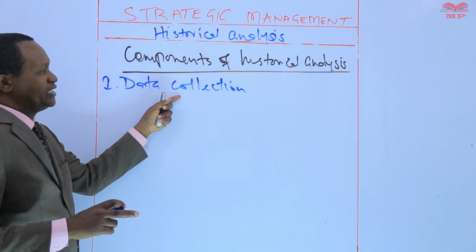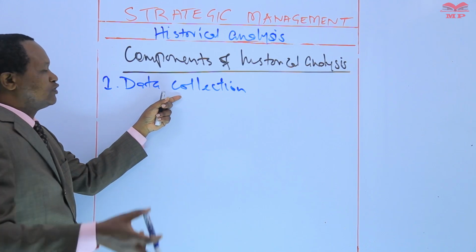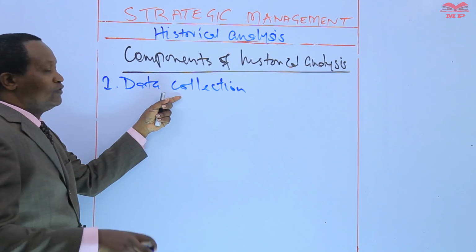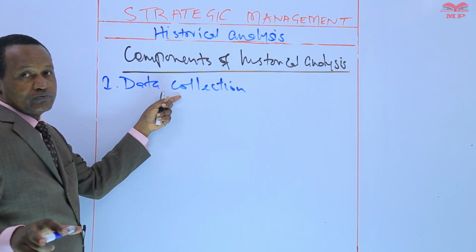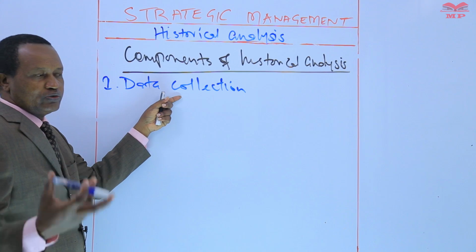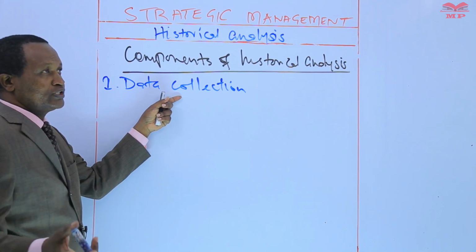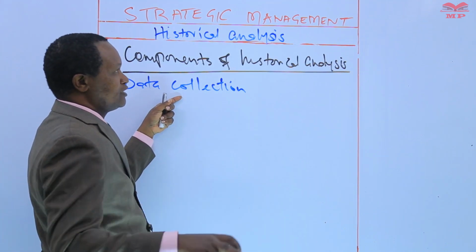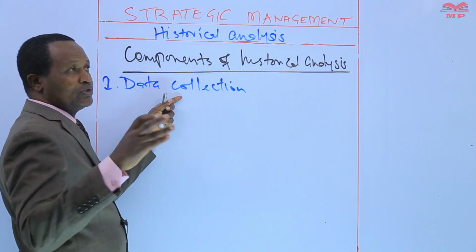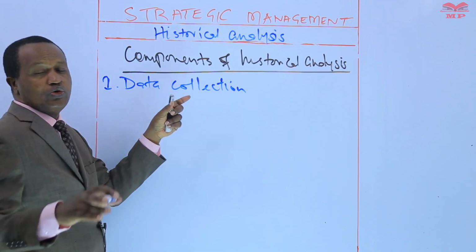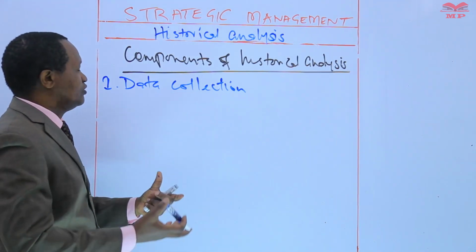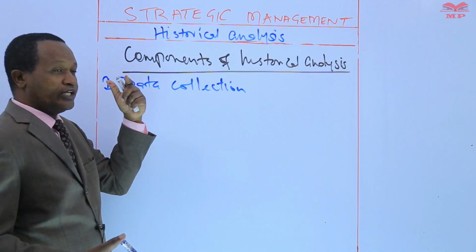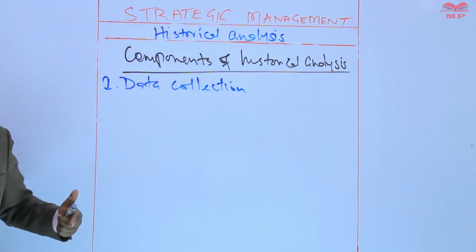So before you analyze history, you have to first of all look for sources of data, sources of information for the organization. It could be documents, it could be oral sources, could be from external sources, from the present employees, from the previous employees, present managers, previous managers, look at news articles and all that. All those are sources of data. So first of all, in historical analysis, you collect the historical data of the organization.